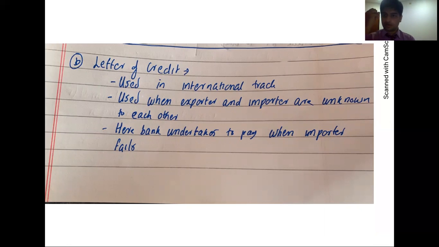When I say letter of credit is mostly used for export trades, it doesn't mean that it is used only for export trade. Letter of credit can be used for domestic trade also. Normally it is used in international trade, when exporters and importers are not known to each other. The bank undertakes to pay when the importer fails to pay. So when I export some material to Mr. X in USA, if Mr. X fails to repay, then the bank in that country agrees to repay me. That is what is meant by letter of credit.